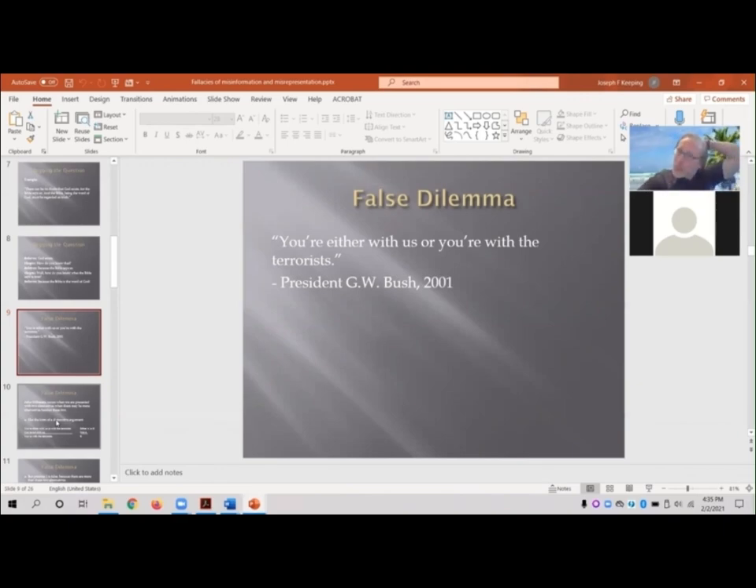This is an example of the fallacy of false dilemma, because why? Bush is presenting you with two alternatives. You're either on the side of the war on terror, you either support the war on terror, or you're on the side of the terrorists. That doesn't sound very nice. It's not very nice at all, but there's also a logical problem here. What's wrong with it logically?